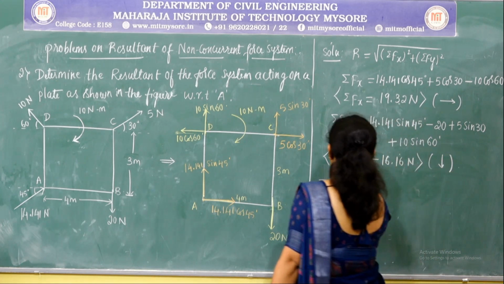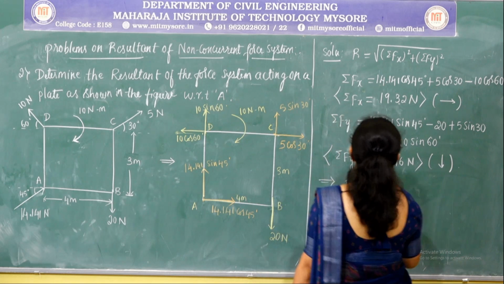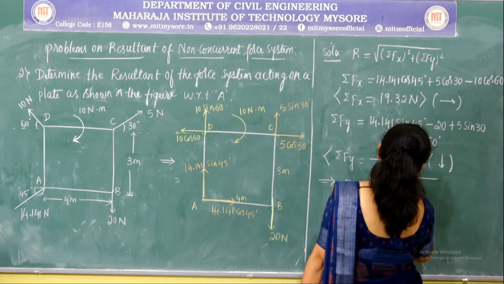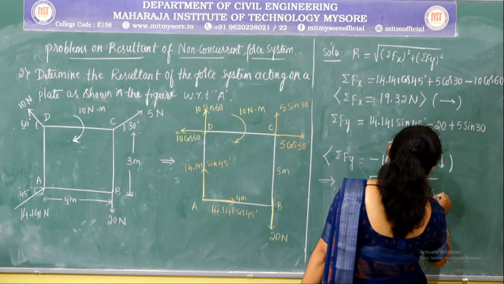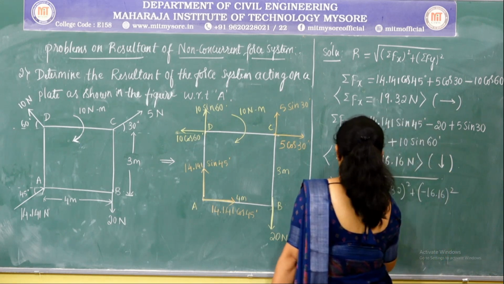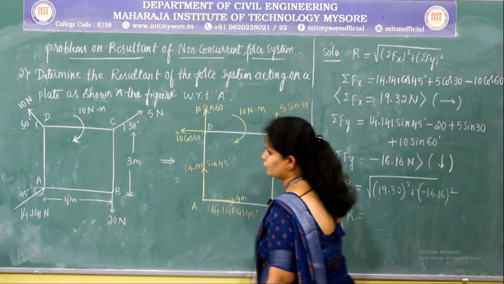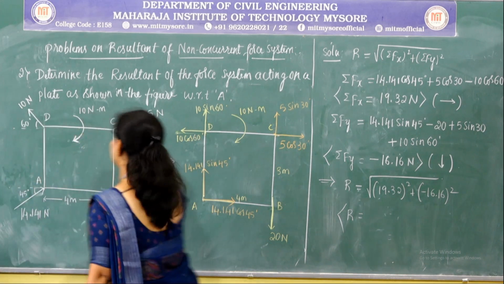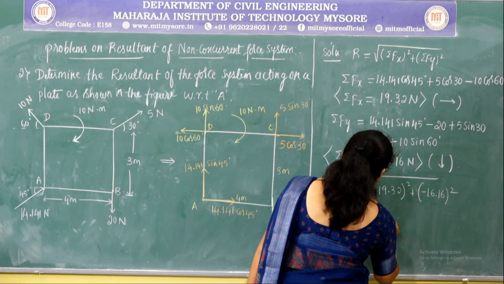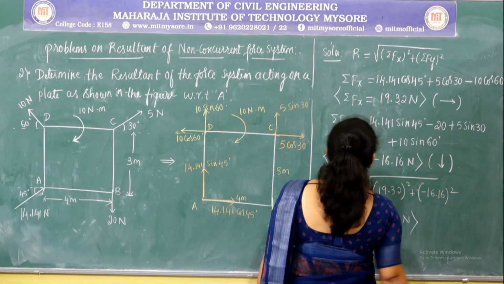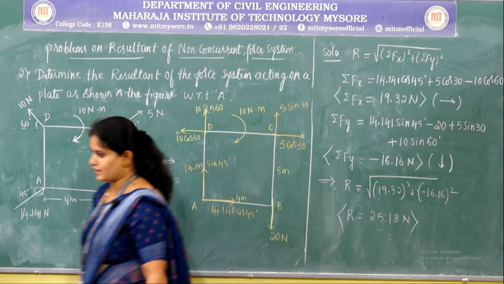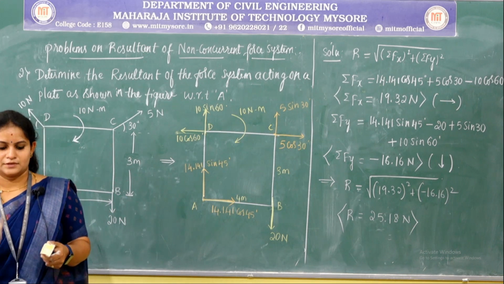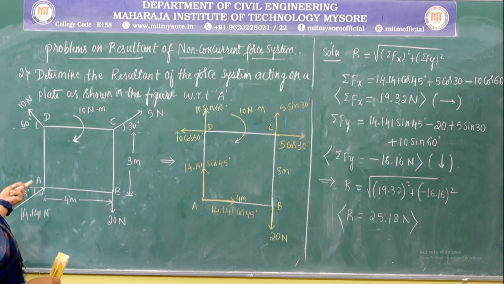So now find out the value of resultant. R is equal to square root of Fx, 19.32 whole square, plus Fy, 16.16 whole square. What is the value of R? So R is equal to 25.18 Newton. For this value of R, we need to find out the value of theta and the value of the distance with respect to point A.